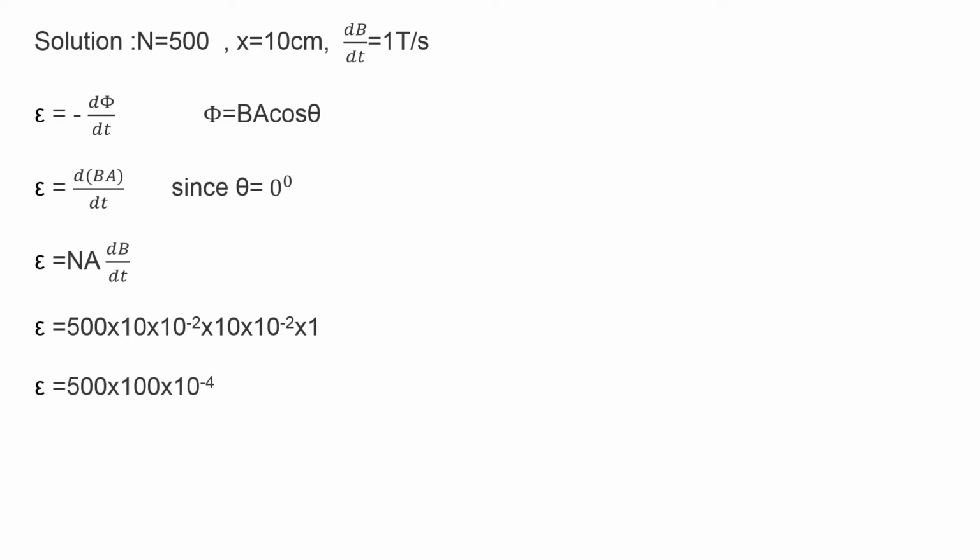So 500 into 10 into 10 is 100, and 10 to the power minus 2 times 10 to the power minus 2 becomes 10 to the power minus 4. So here this minus 4, into 500 into 100. So the answer you get is 5 volt. So the answer is option D, that is 5 volt.